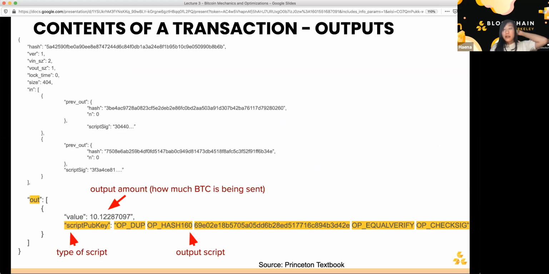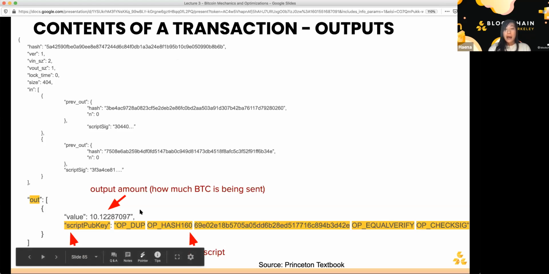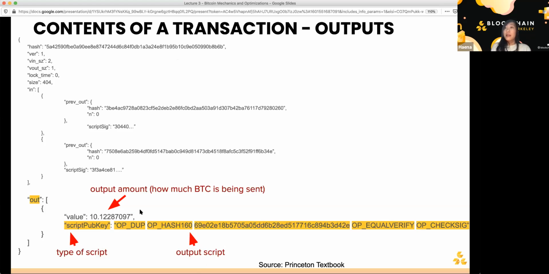All right, and the final section we'll take a look at is the output section. The output section contains two pieces of information that are very interesting. The value indicates the output amount, like how much Bitcoin is being sent overall in this transaction. And it also outputs a script.